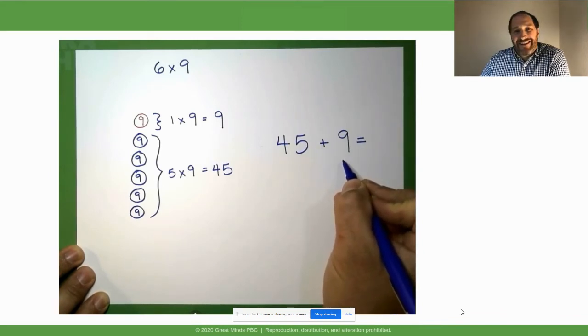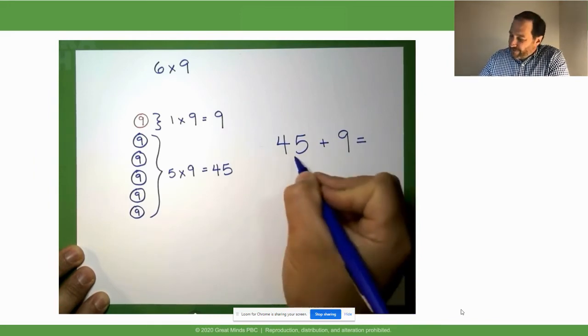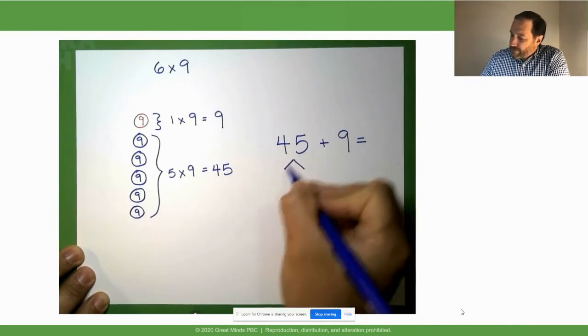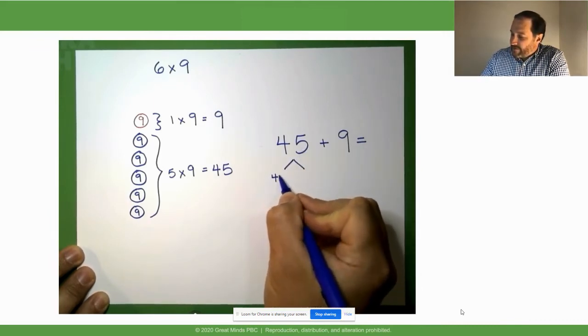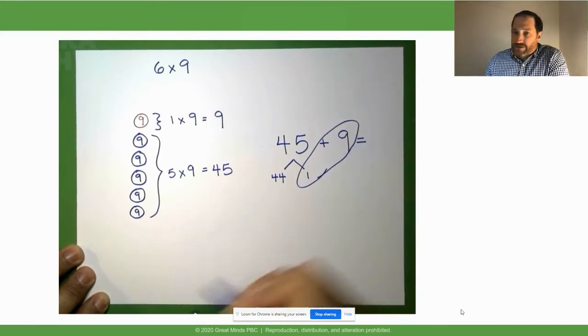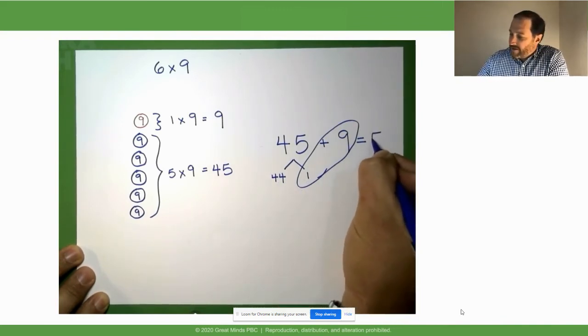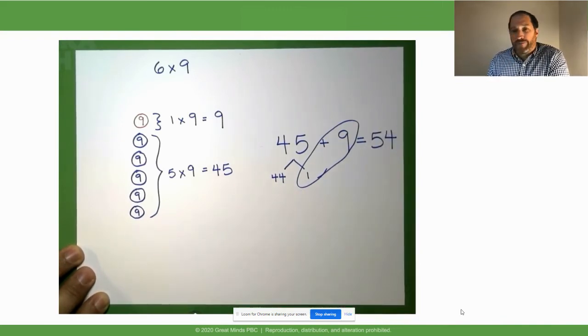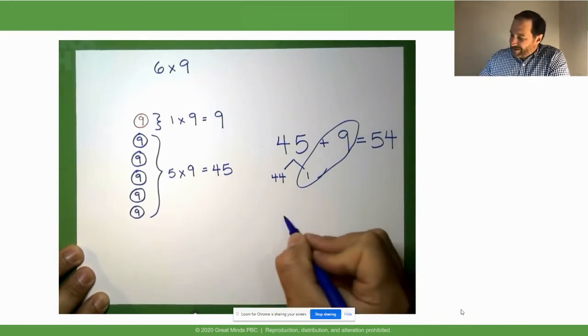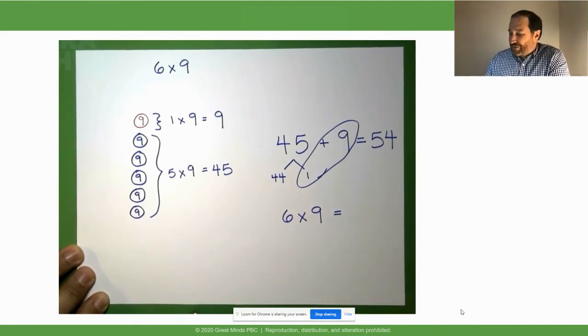9 needs how many more to make 10? That's right, one more. And where can I get that one from? You got it, the 45. So I'm going to decompose, or break apart, 45 into 44 and 1. And that way in my head I can add 9 plus 1 to get 10. And 10 plus 44 is going to give me 54. Therefore, 6 nines, or 6 times 9, is equal to 54.